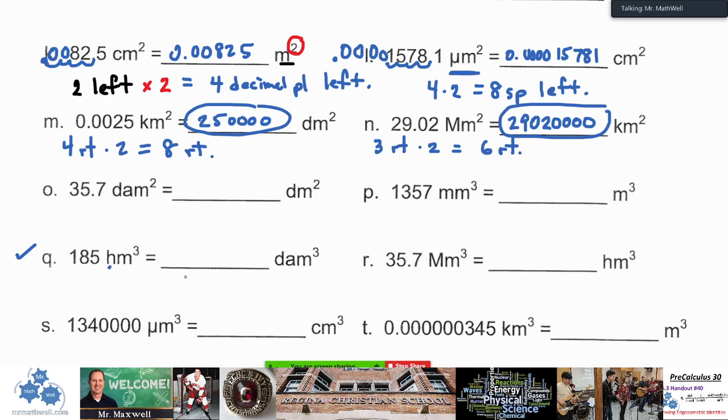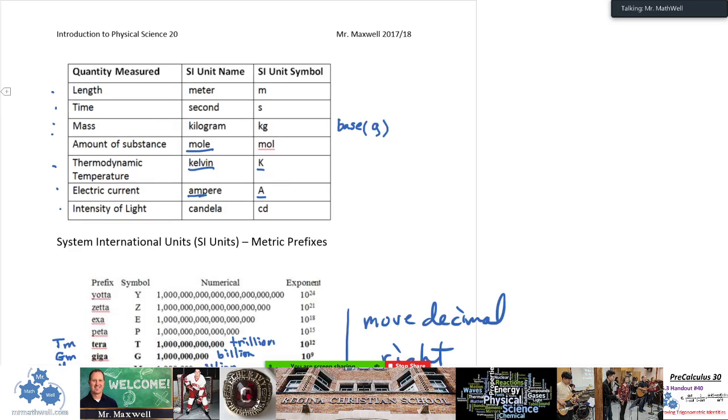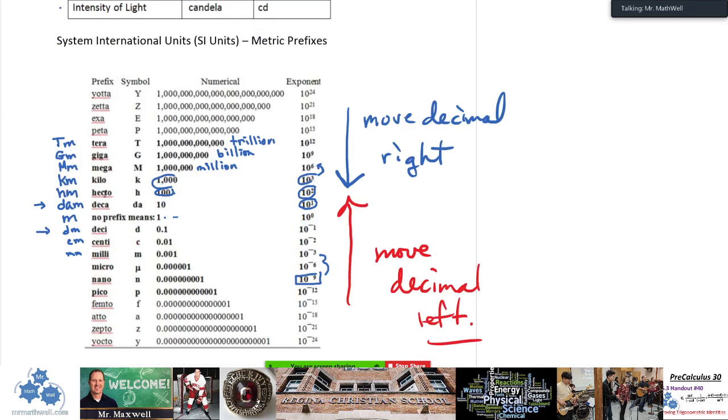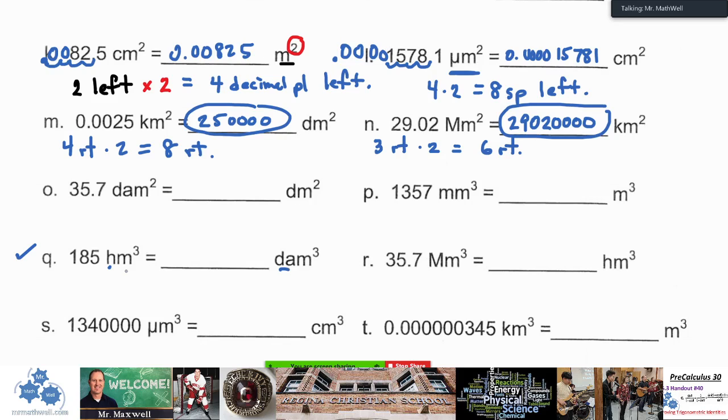And going from hecto to deca, let's see. Hecto to deca, so that's just down by a factor of 1. So you would go 1 to the right, looks like. Hecto to deca, 1 to the right. Well, that's 1 right times 3, means 3 right. So I'd go 185,000.